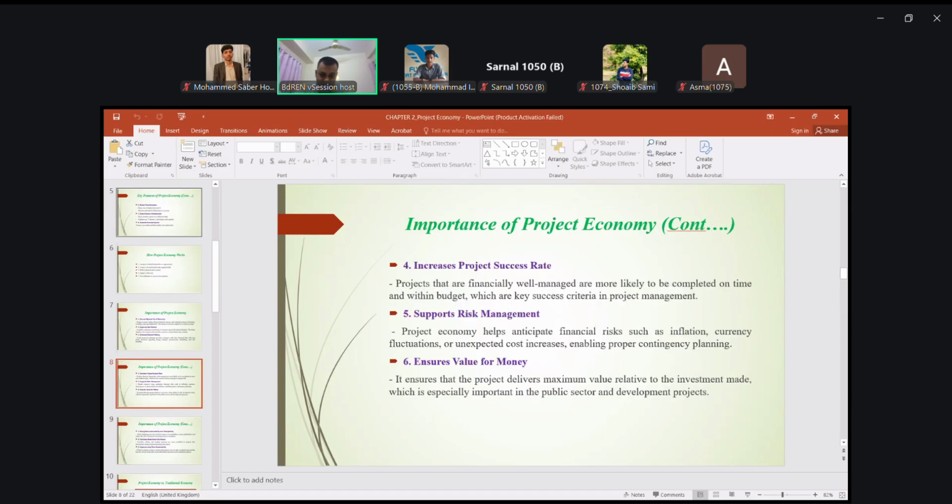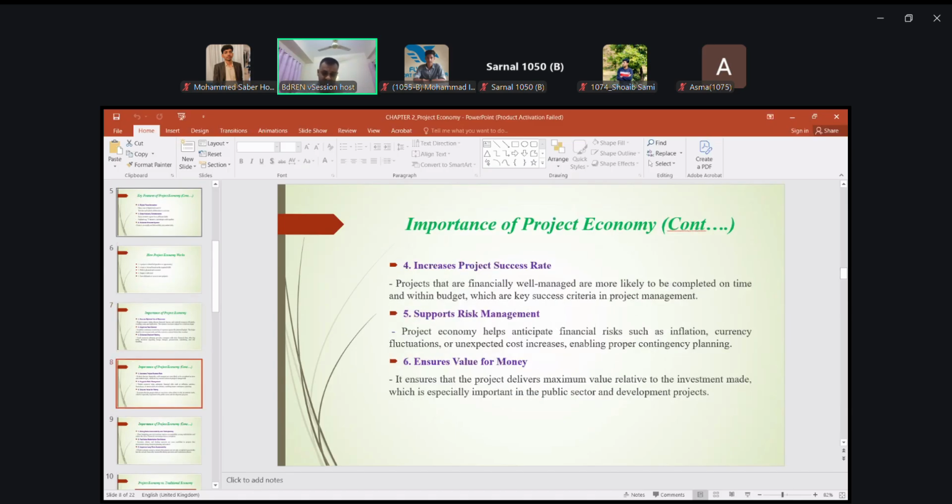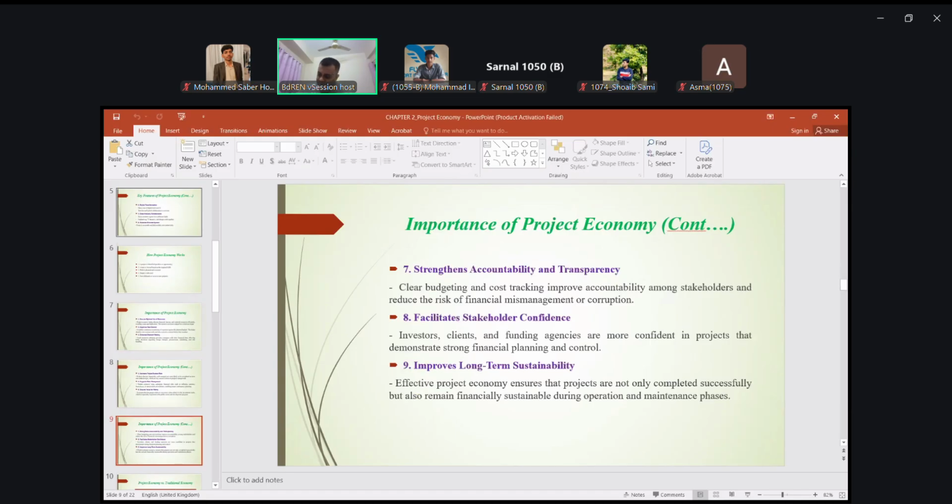So if you analyze these things, this is the importance or significance of project economy. It ensures optimal use of resources, improves cost control, and enhances decision making. Then we talked about increasing project success rate, supporting risk management, and ensuring value for money. Then accountability and transparency, and facilitating stakeholder confidence. Last of all, improving long-term sustainability.